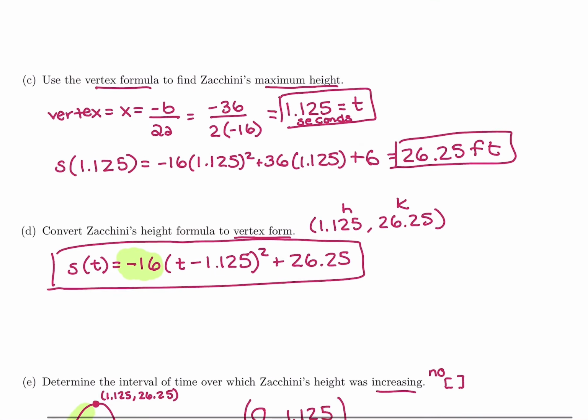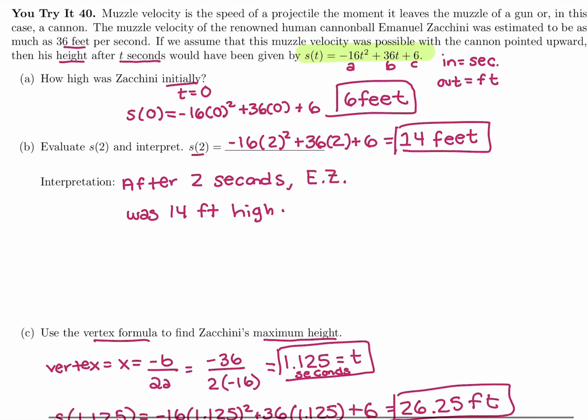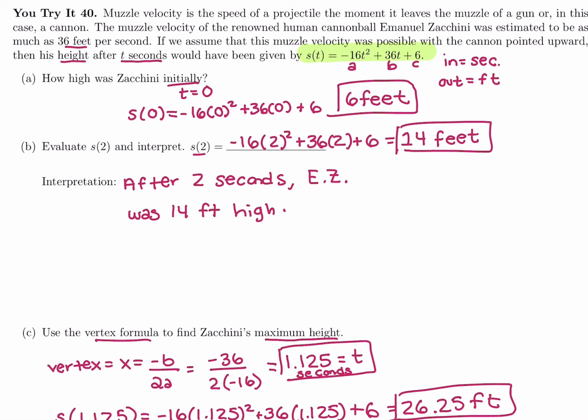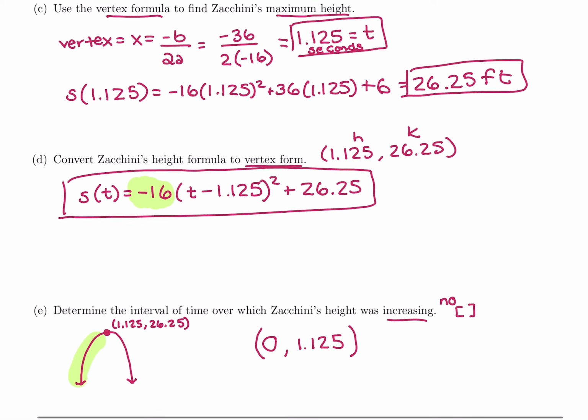Which sounds scary, but any projectile we can model with this position function or something similar to it to give us the shape of a parabola. We're sending it up in the air, it reaches a max height, and then it comes back down.